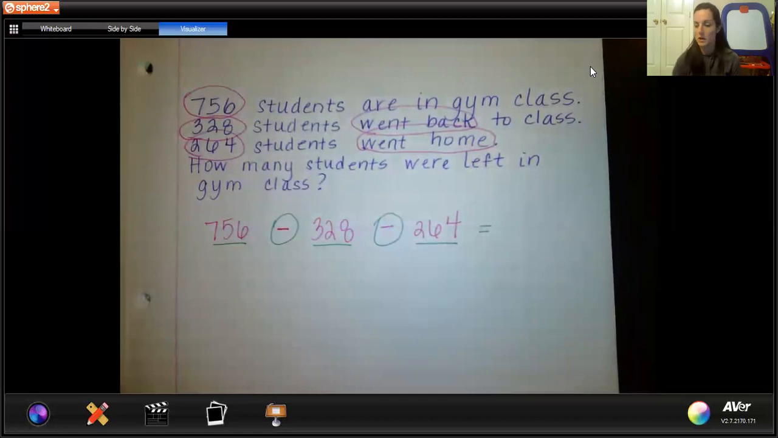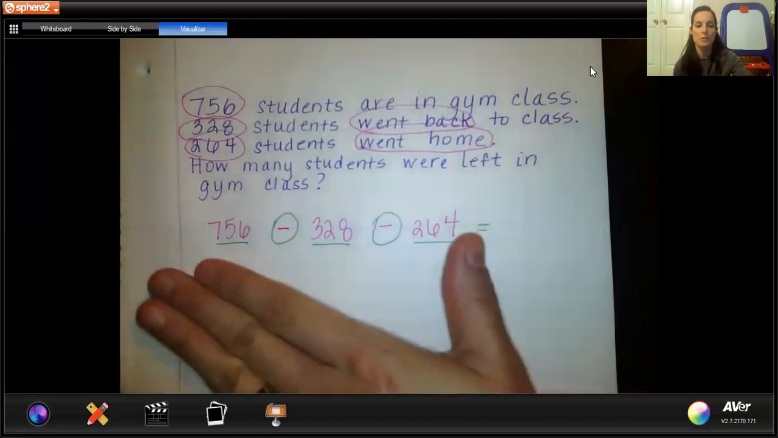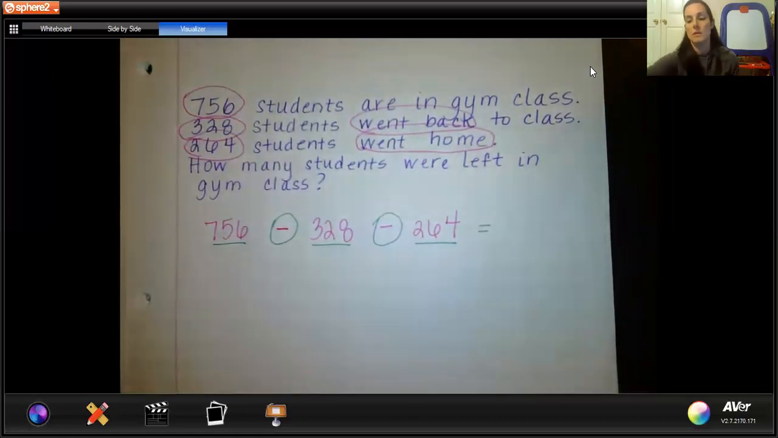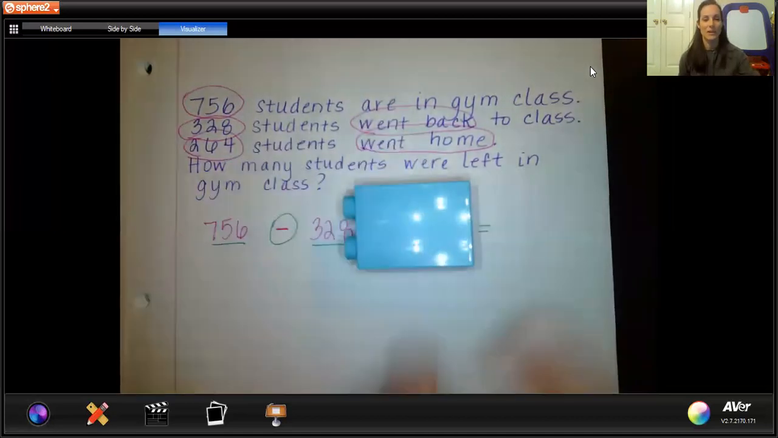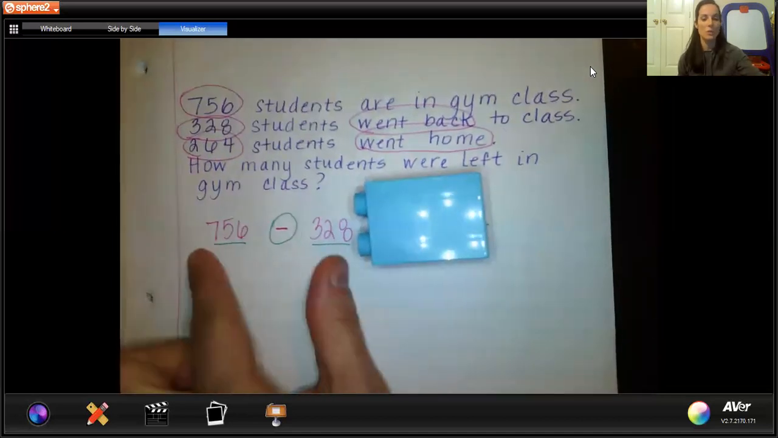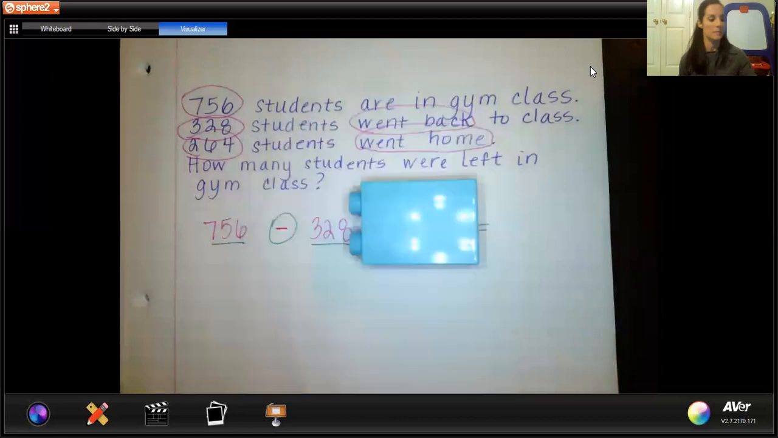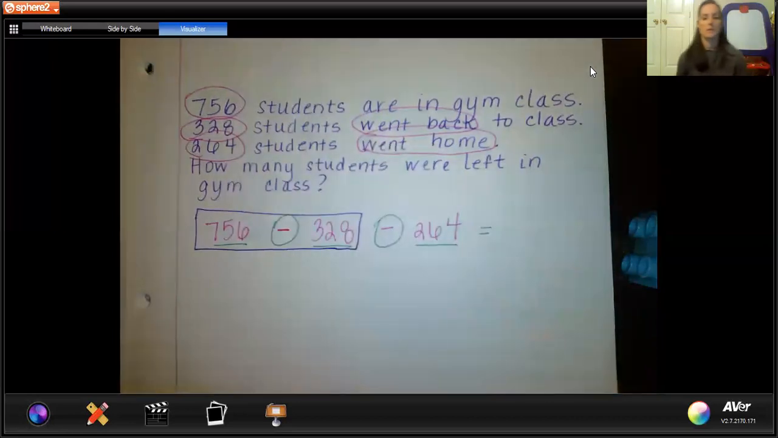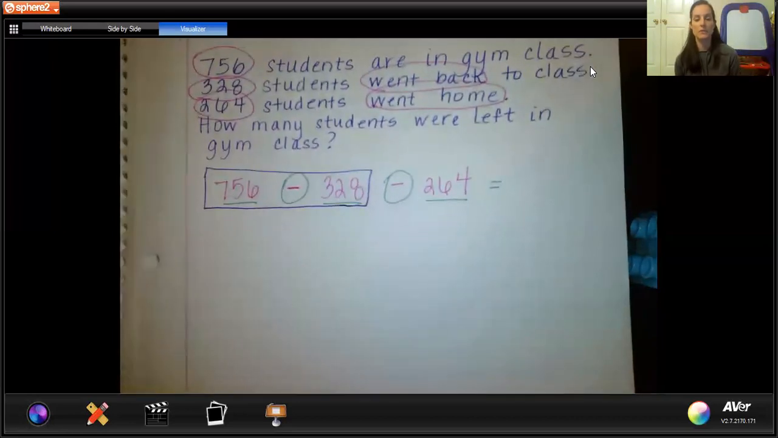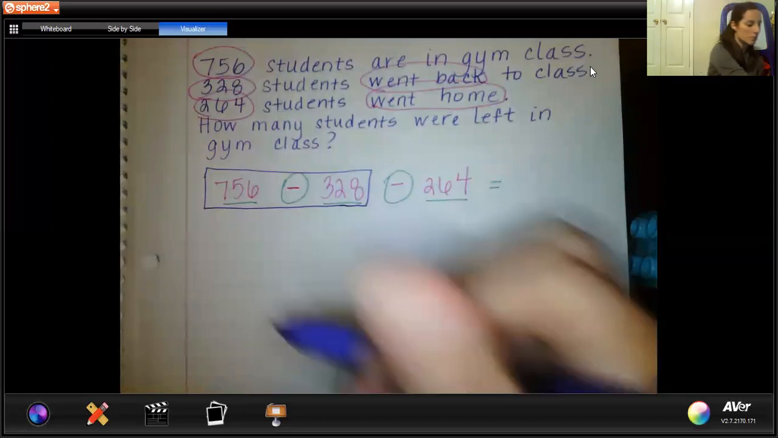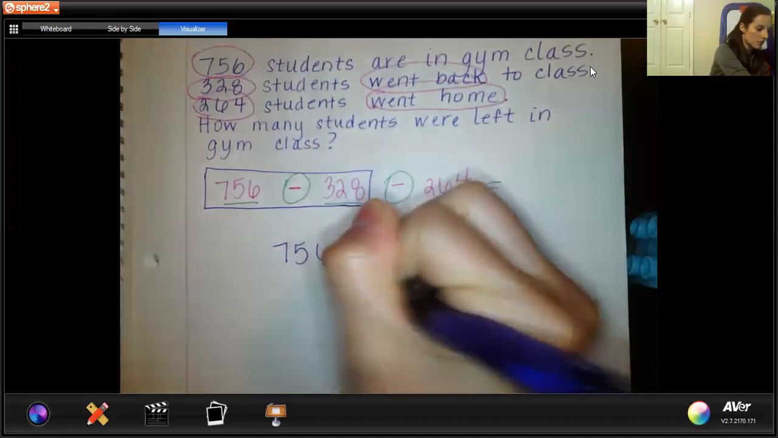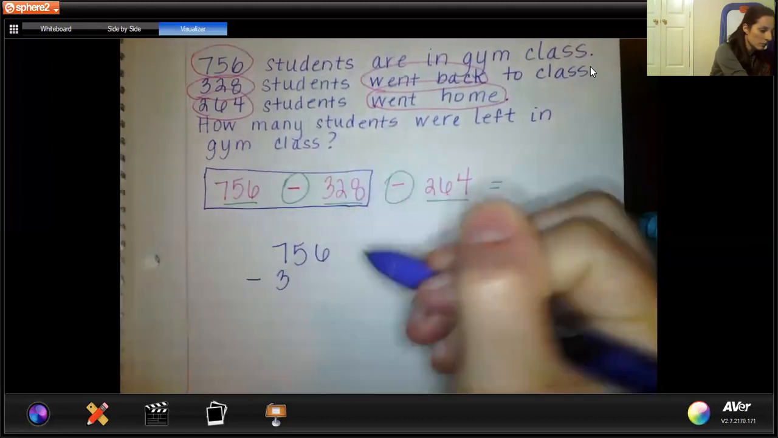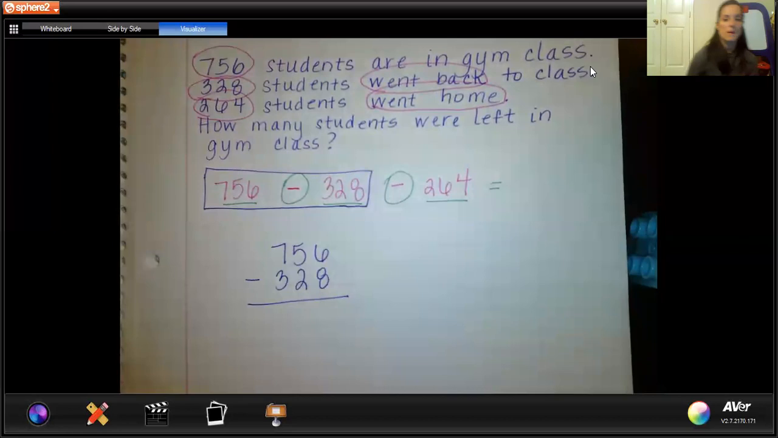So just like you have been previously doing, whenever you have three numbers like this, the best way to practice this, I'm going to use a Lego, is to separate those numbers. So we only want to look at the first two numbers, okay? That's the only two numbers that we're looking at right now. So we're going to put that in an algorithm form. Making sure that we're lining up our hundreds, our tens, and our ones.